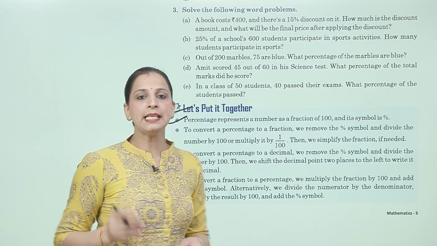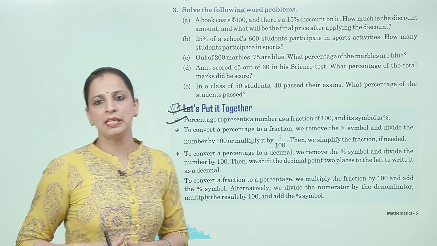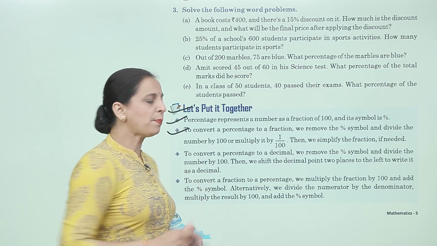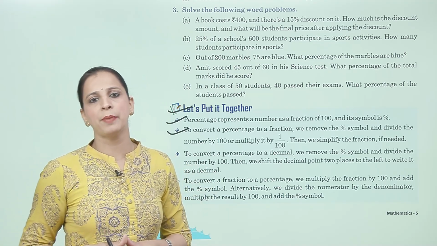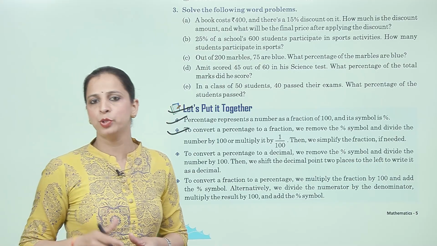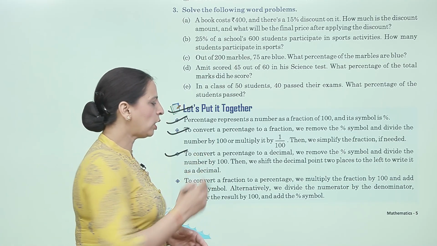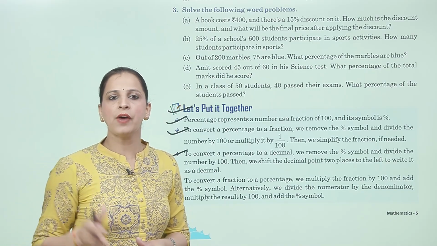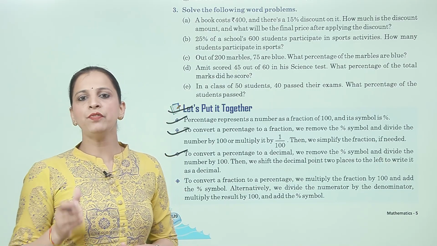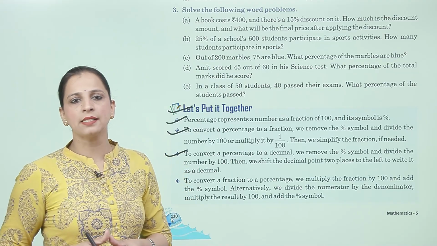First, percentage represents a number as a fraction of 100 and its symbol is percent. To convert a percentage to a fraction, we remove the percentage symbol and divide the number by 100 or multiply it by 1 upon 100. Then we simplify the fraction if needed. Next, to convert a percentage to a decimal, we remove the percentage symbol and divide the number by 100. Then we shift the decimal point 2 places to the left to write it as a decimal.